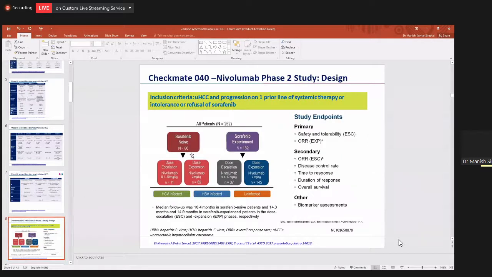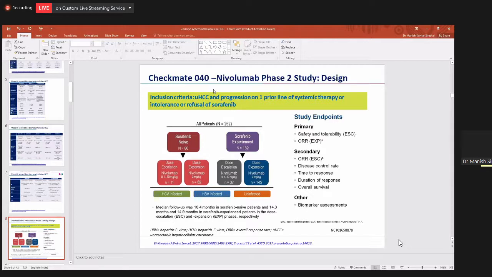So as far as second-line therapies are concerned, the most talked about therapy is nivolumab. Mind you, all these immunotherapy trials have never been tested in a phase 3 setting. These studies were all phase 2, and they got an FDA approval, but they are still not considered category 1 in the NCCN guidelines.